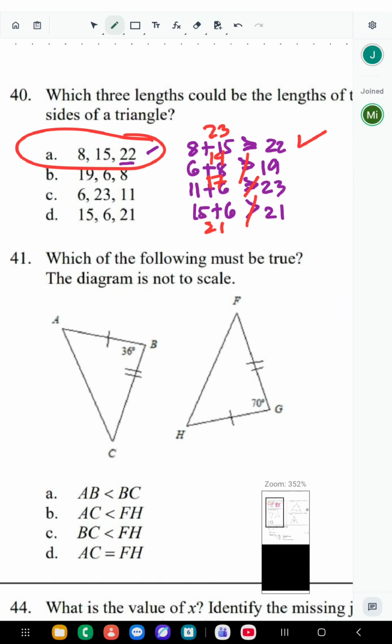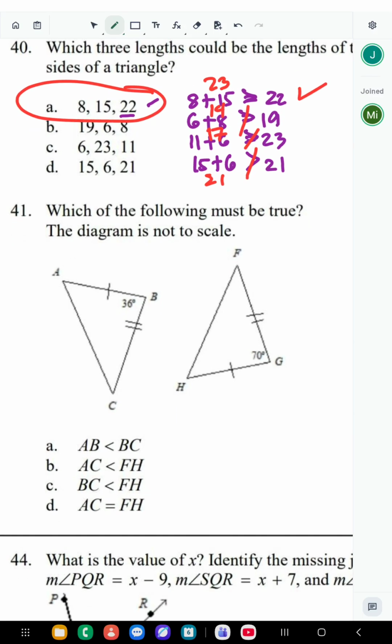Which of the following must be true? AB less than BC. Where is BC? Here. AB is less than BC. AC is less than FH. BC is less than FH. BC is less than FH. Then AC is equal to FH.